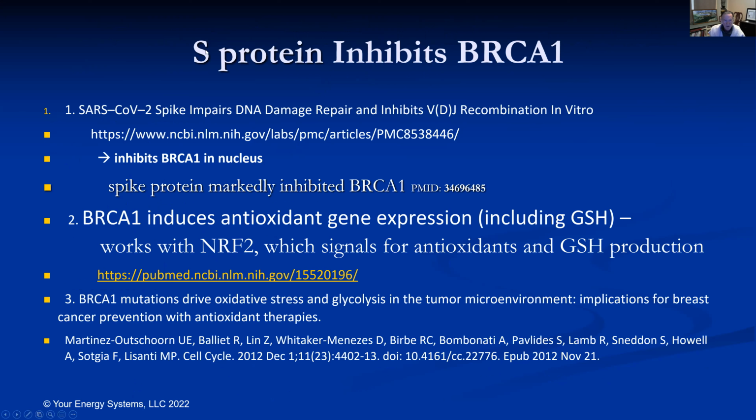Now, I mentioned earlier that the S protein can inhibit BRCA1. And this has been shown in a paper that shows S protein inhibiting BRCA1 in the nucleus of cells. So that as that occurs, the antioxidant gene expression of the antioxidant elements is diminished. So that will end up decreasing the level of glutathione available to cells, and begins to explain an additional loss of glutathione in cells.